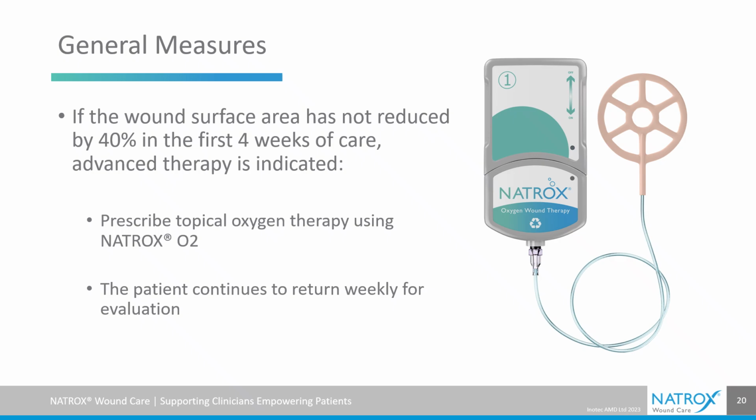If the wound surface has not reduced by 40% in the first 4 weeks of care after adequate perfusion has been established, advanced therapy is indicated. Prescribe topical oxygen therapy using NATROX oxygen. The patient should continue to return to the clinic weekly for evaluation.